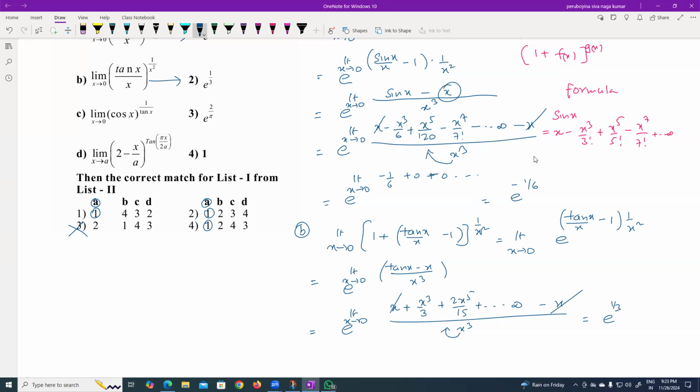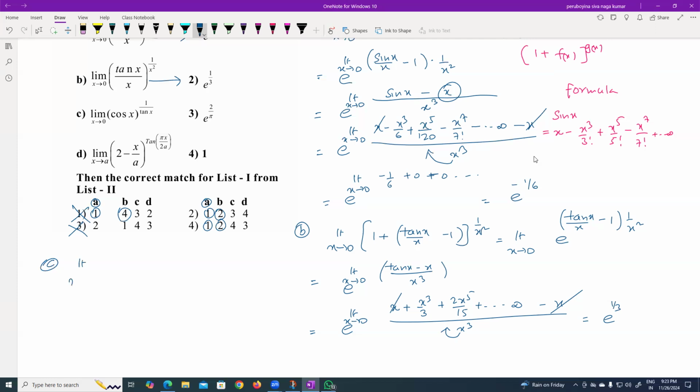So A1, B2, where is it? Here you can see B4 is incorrect. Here you can see B2, and the fourth option is also showing B option 2. Now we will solve C. Look at that. This also looks the same, right?